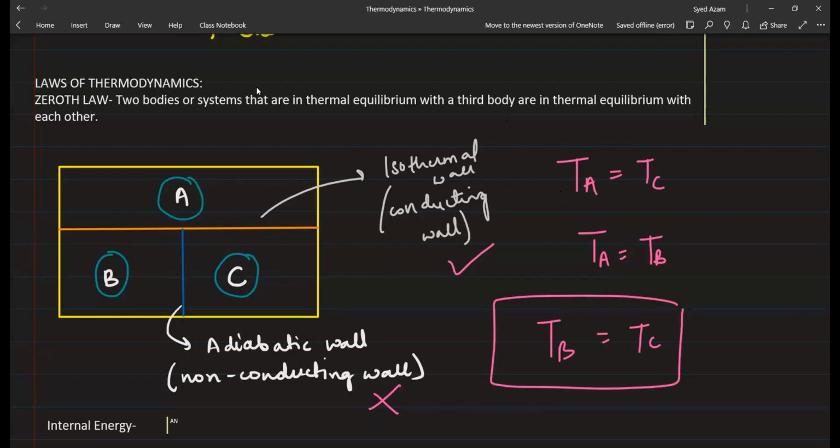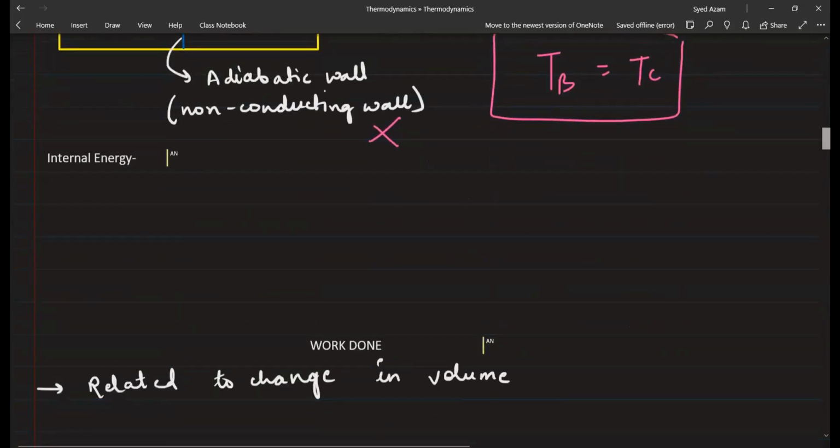Now let's read the statement of zeroth law. This says, these are the laws of thermodynamics. Two bodies or systems that are in thermal equilibrium with a third body are in thermal equilibrium with each other. They were in equilibrium with the third one, A, so they'll be in equilibrium with each other. That is what is meant by it.